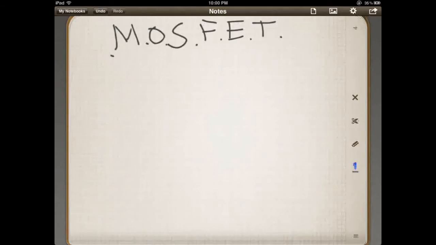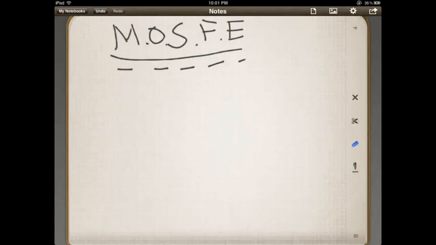Anyway, we're going to be looking at MOSFETs today. Now, what is a MOSFET? Well, MOSFETs are a transistor. And what they stand for is, I'm going to go ahead and say it, it's a long word, metal oxide semiconducting field effect transistor. Okay? And we'll see in a minute why it's named the way it is.